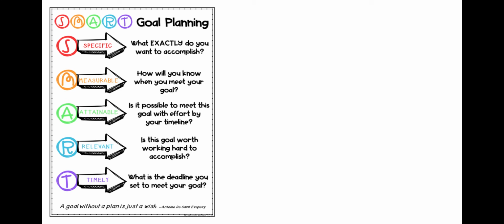This is what the acronym SMART stands for. Now, some of you may not know what these words mean, but the cool thing is you don't have to. I just want you to understand what the steps are in planning your goal. So first off, you need your SMART goal to be specific. What exactly do you want to accomplish? Then you need to make it measurable. How will you know when you meet your goal? After that, you need to make it attainable or achievable. Is it possible to meet this goal with effort by your timeline?